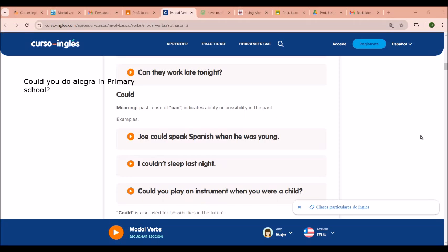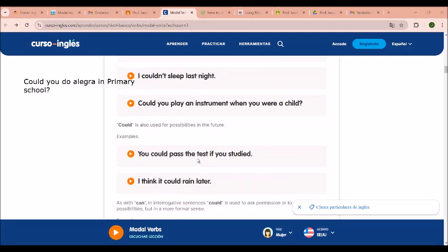All right, let's continue with Carolina. What about when we want to ask a question using the same structure? Could is also used for possibilities in the future. You could pass the test if you studied. I think it could rain later. All right. Now, in your opinion, Carolina, just think about yourself. Could you get a 10 in English in May? What do you think? I think I could. Perfect.